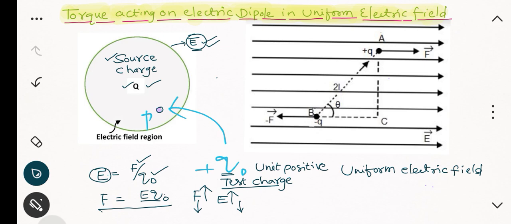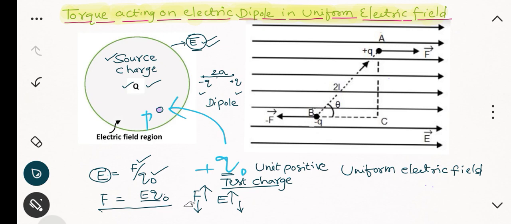Now we have to calculate the torque acting on electric dipole. An electric dipole is a system of two opposite and equal charges. The magnitudes of the two charges are equal, but one is a negative charge and the other is a positive charge, and these two are separated by a distance 2a. Then this system is called an electric dipole, which consists of two charges separated by a distance 2a.